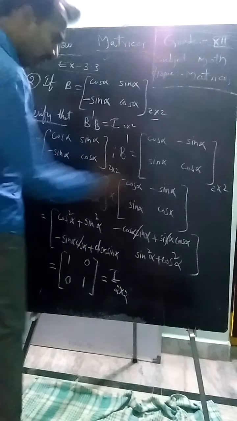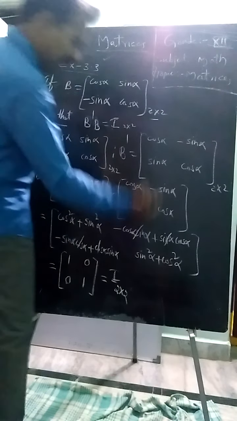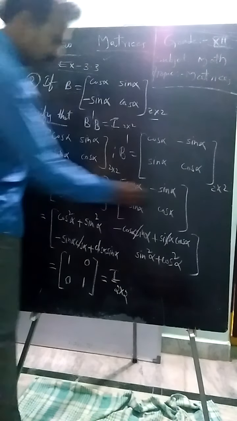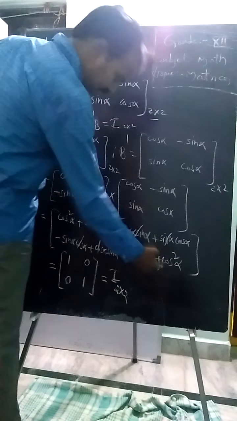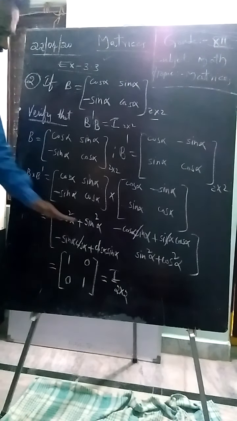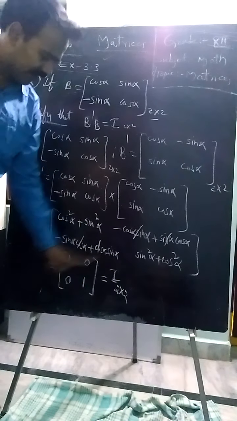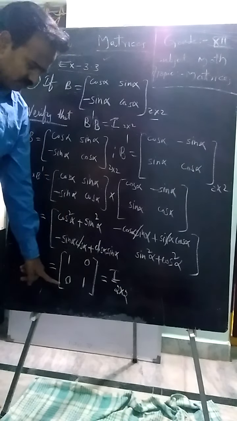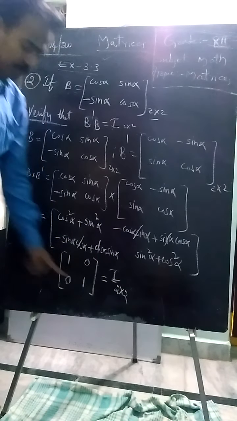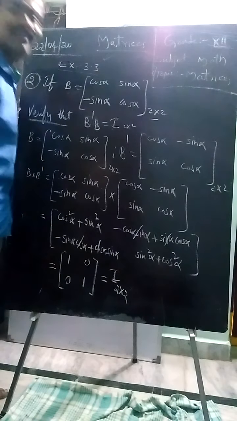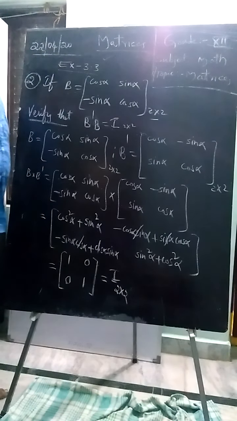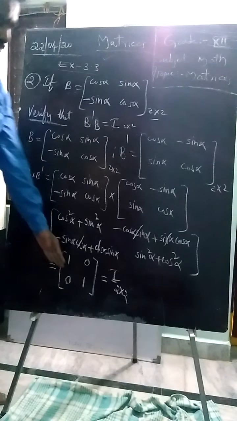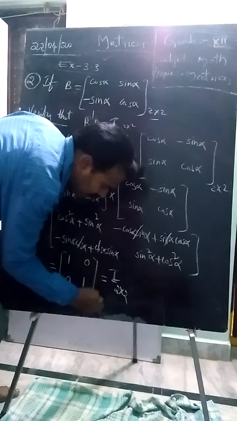Again, second row into second column: minus into minus, plus. We know that when the same sign is multiplied it becomes plus. Sin square alpha plus cos square alpha. So we have here 1, these two get cancelled, 0, these two get cancelled, 0, and this last value is 1. That is an identity matrix, which you learned at the very beginning of the chapter. So it is a 2 by 2 order identity element.